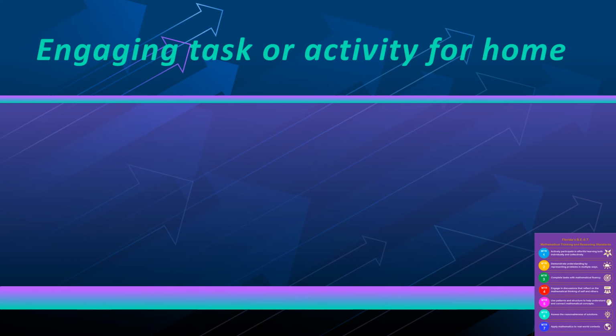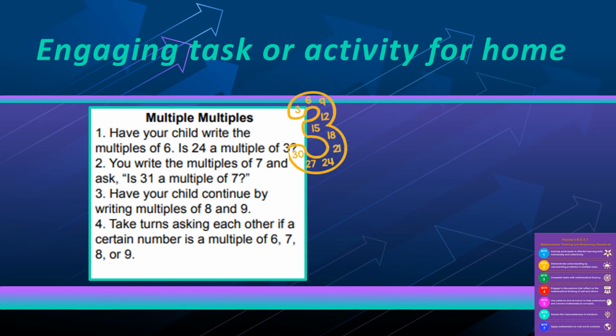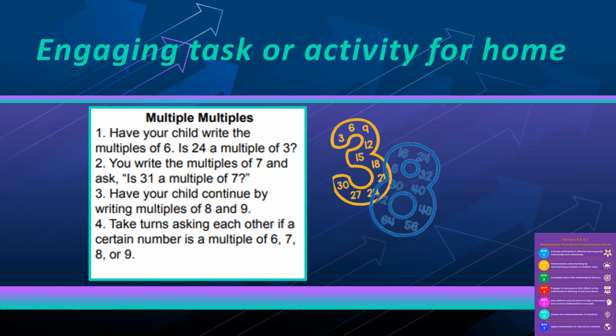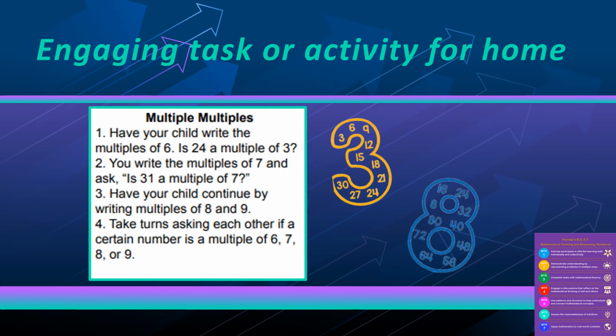An engaging task or activity to do at home. Something is called multiple multiples. Students can write the multiples of a certain number and determine if a number fits that multiple. For example, is 24 a multiple of 3? Yes, it is. Students can then continue writing multiples of different numbers and taking turns asking questions.